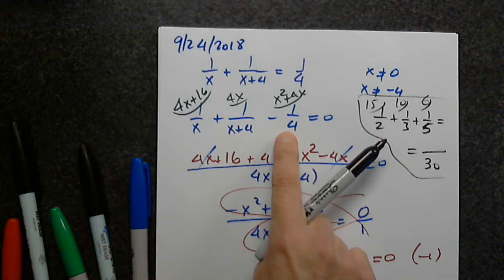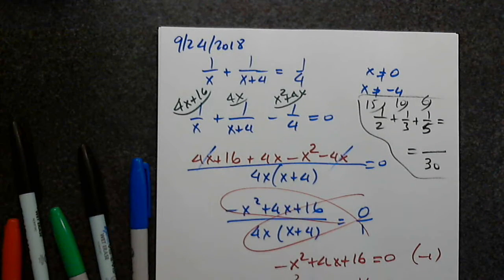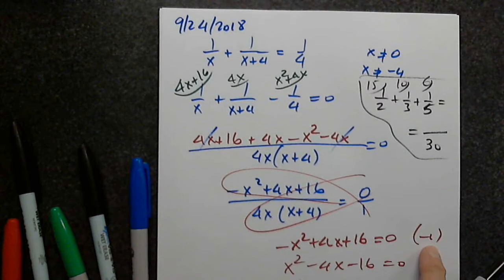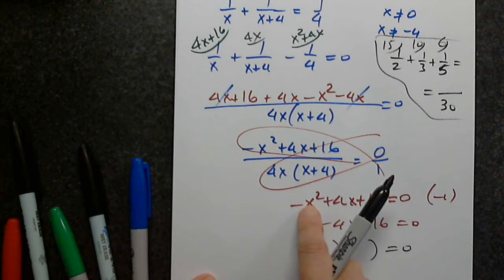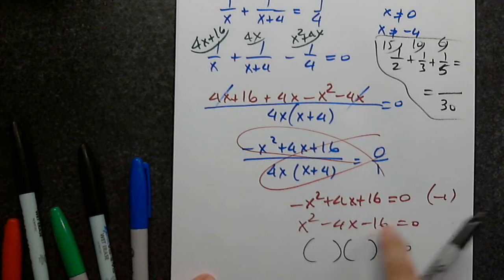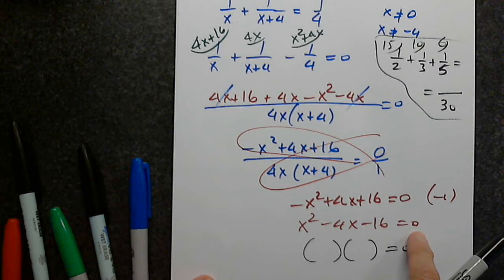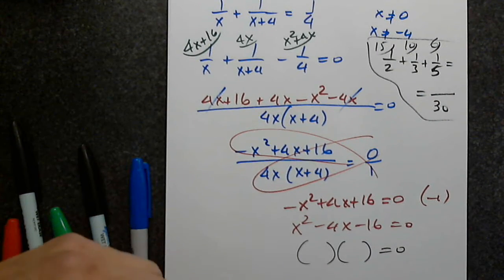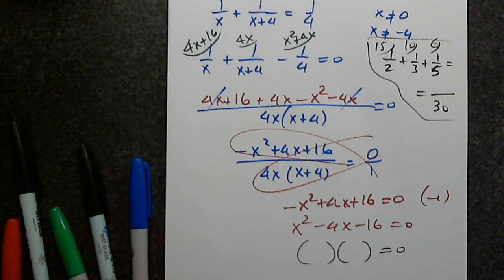This one? Yeah. -1 times x, negative x squared, -1 times 4x, -1 times 16, -1 times 0. Well, but where did it come from?